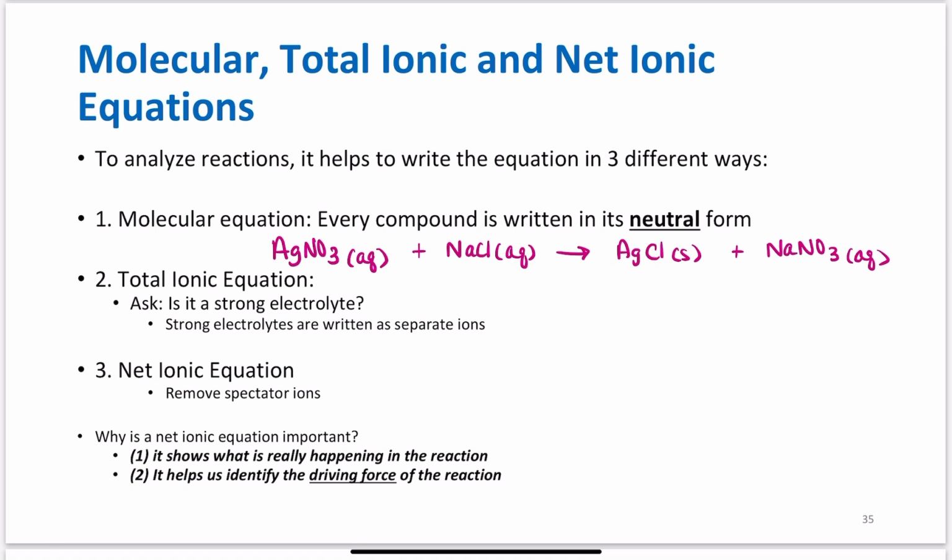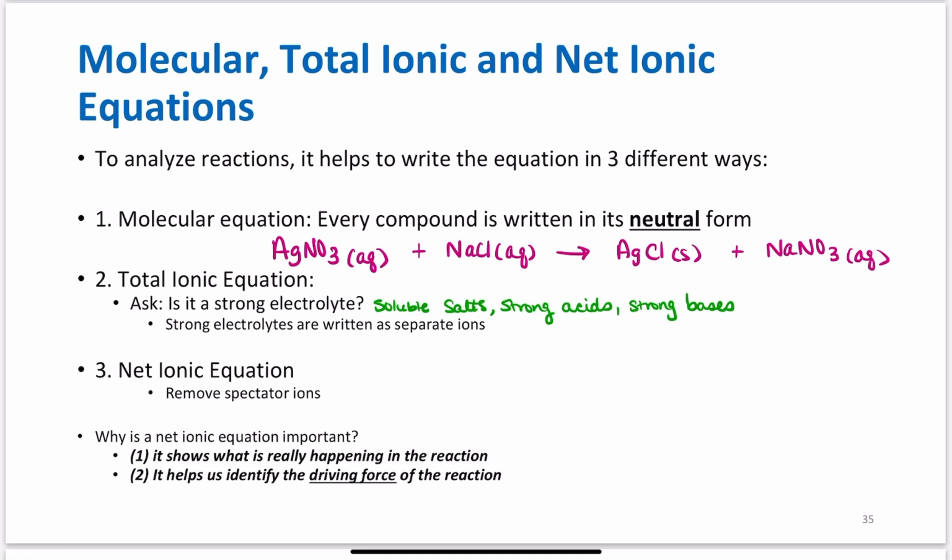The two other forms we have are called total ionic and net ionic. Total ionic equations: in order to write a total ionic equation, you ask yourself, is this species a strong electrolyte? Remember what your strong electrolytes are. Your strong electrolytes are your soluble salts, your strong acids, and your strong bases. So if they are a strong electrolyte, we write them out as separate ions.